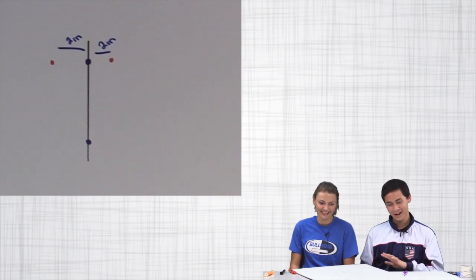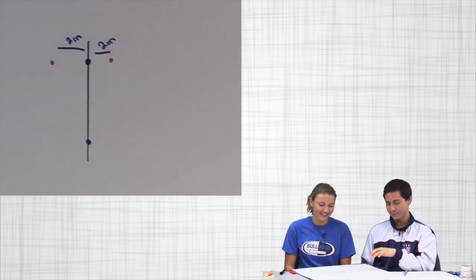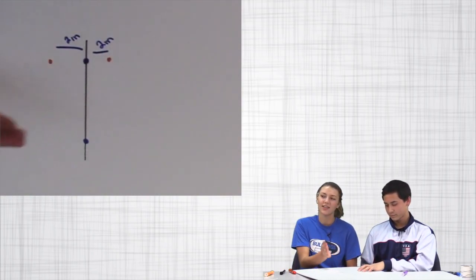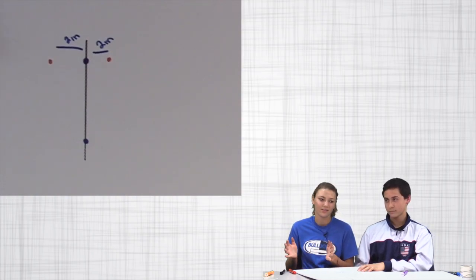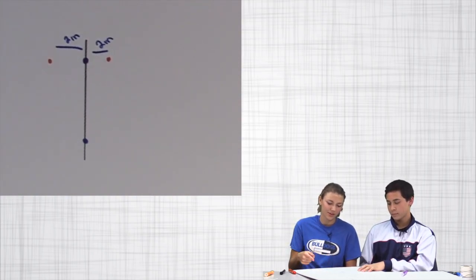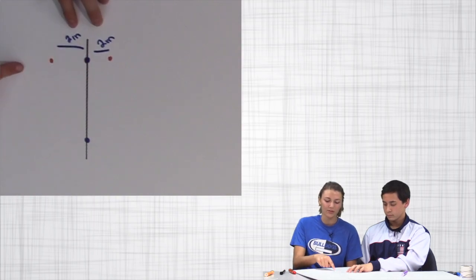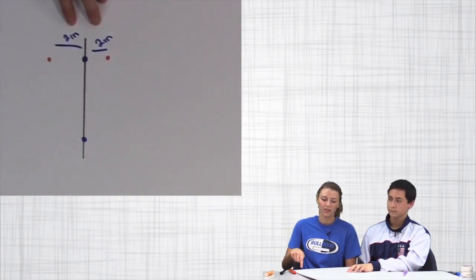Oh, it didn't work. I have to think about it again. Okay. Because then it would just turn into a line instead of a parabola. Why would it turn into a line? Because the only way that they would be able to be the equal distance is in a straight line. You can angle it off.